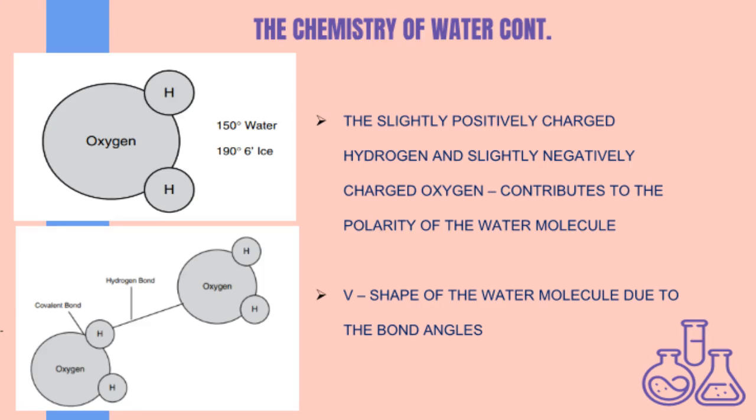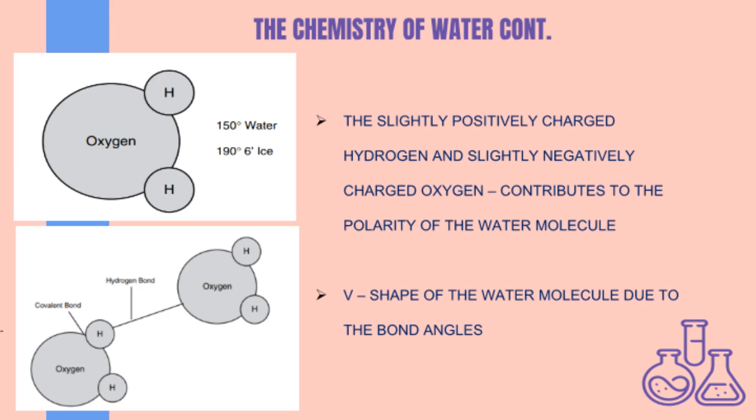The oxygen can be regarded to be at the center of a tetrahedron, with a bond angle of 105 degrees between the two hydrogen atoms in liquid water and a larger angle of 109 degrees between the hydrogens in ice. This arrangement of the atoms causes one side of the molecule to be positively charged, whereas the other side will be negatively charged. This results in the polarity of the water molecule.